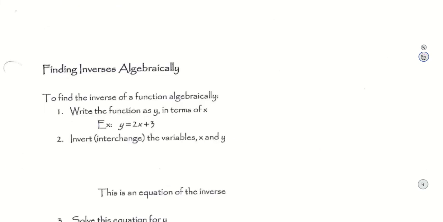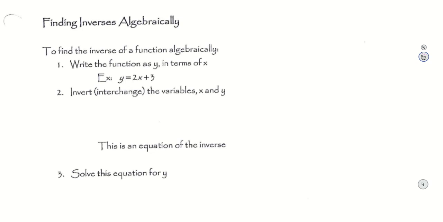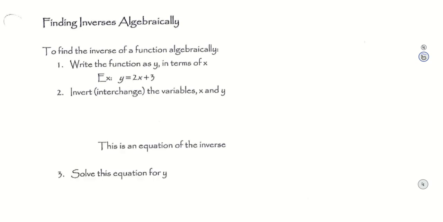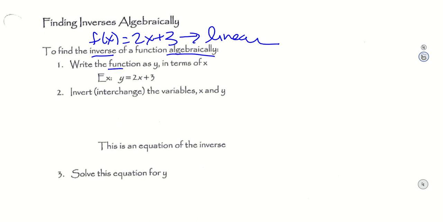All right, now the meat, finding inverses algebraically. So here we're going to take as our example the function, I'll call it f of x equals 2x plus 3, and you'll remember that is a linear function. The first thing we're going to do when we find an inverse algebraically is write the function as y in terms of x. So we're going to take this f of x and replace it with y. So I have y equals 2x plus 3. This is our function.